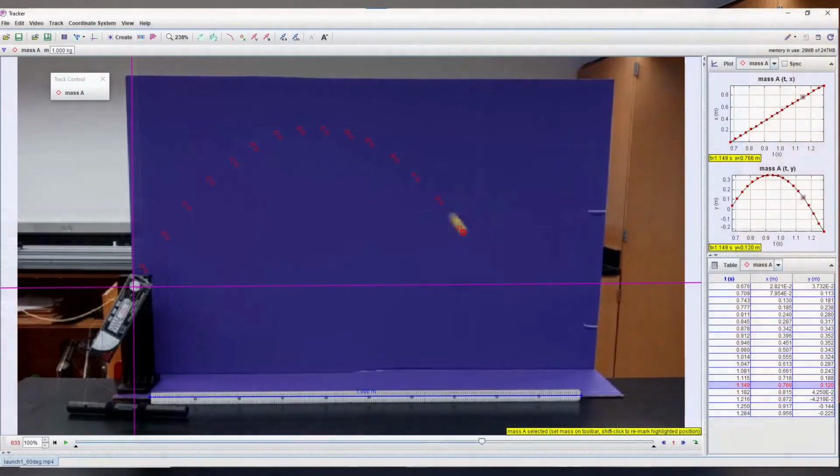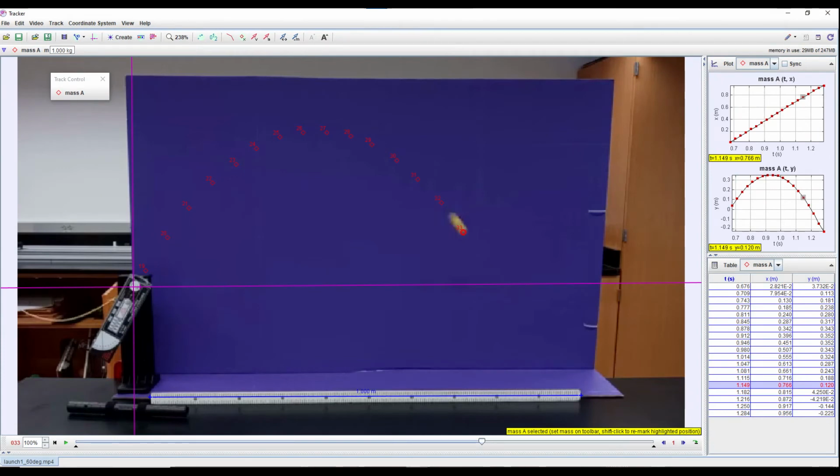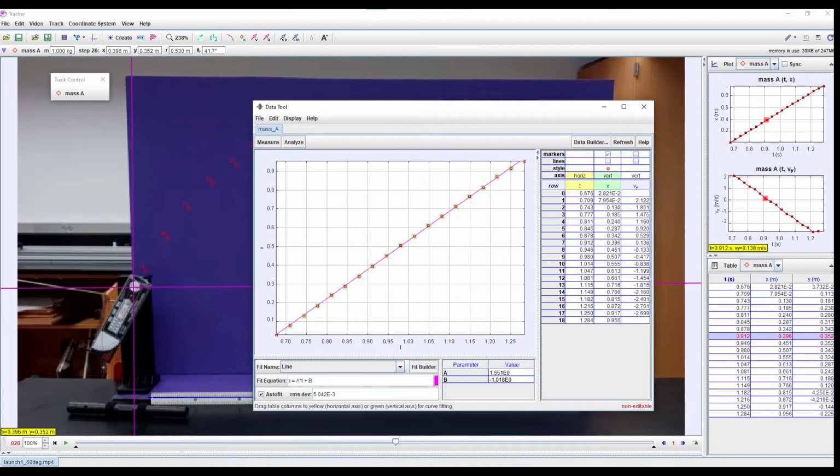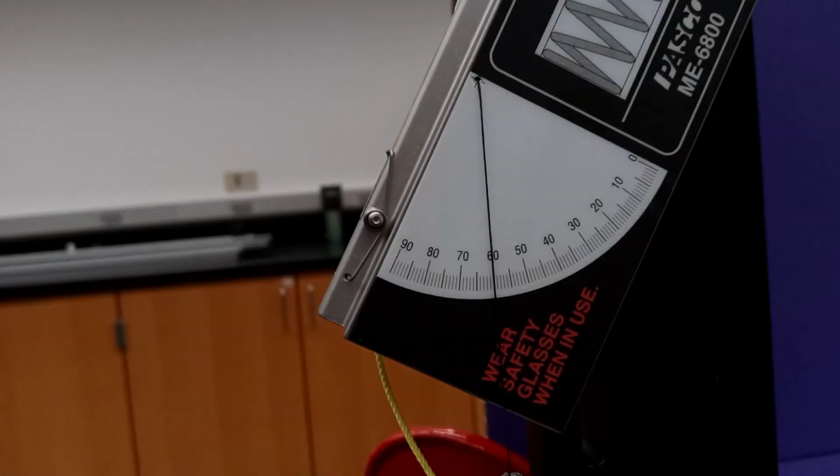We can analyze the video of the ball's path to determine the kinematic quantities like the acceleration of gravity and the initial velocity of the ball. Next, we point the launcher at a different angle.